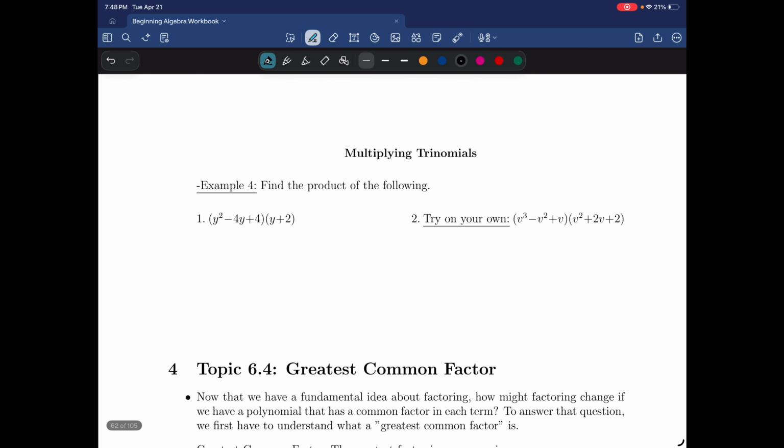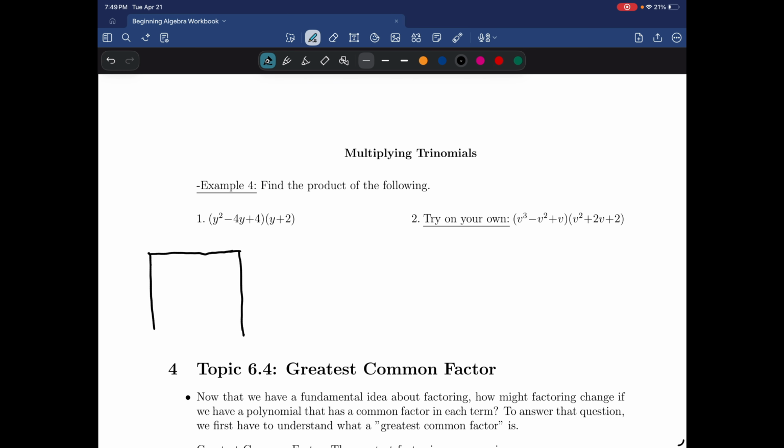Okay. So last but not least, let's take a look at multiplying trinomials, and then we will be done with this section. Taking a look at example 1, we have y squared minus 4y plus 4 all multiplied by y plus 2. Now here, the method in terms of going from binomials to trinomials doesn't change. We're still going to use that box method. We just now have a little bit more going on because we have 3 terms rather than 2 terms.